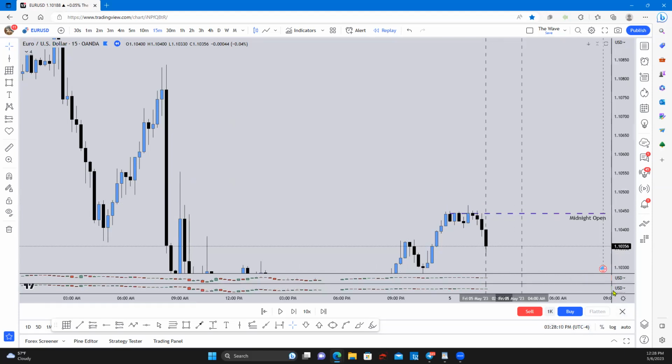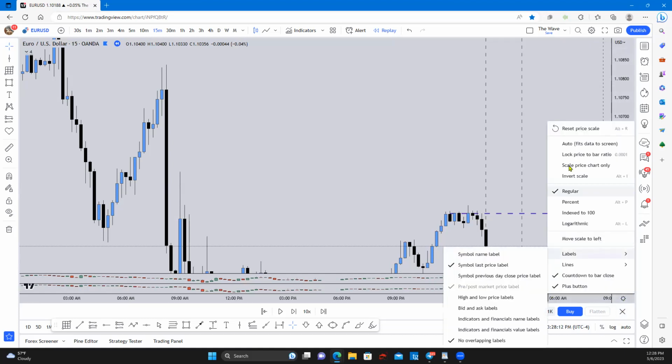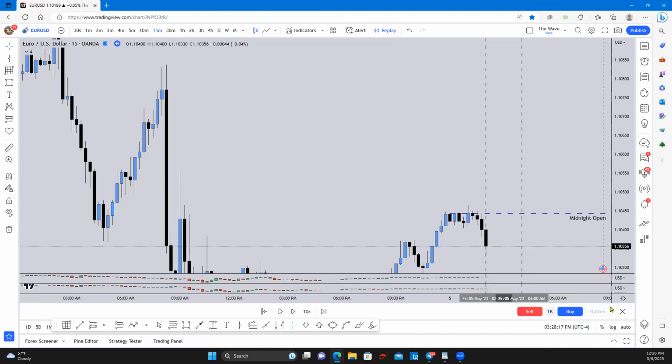Okay, so we have our time settings set to New York UTC -4 for New York time. You can set your settings down here.